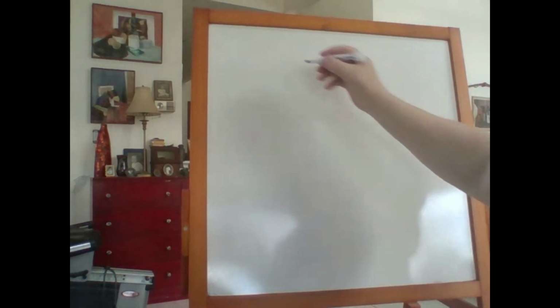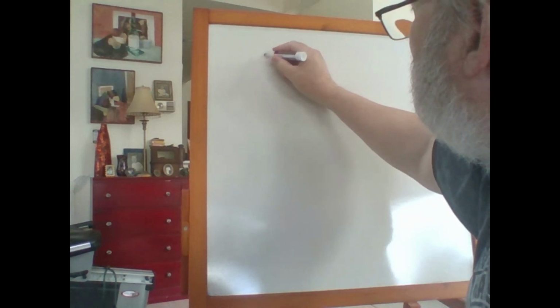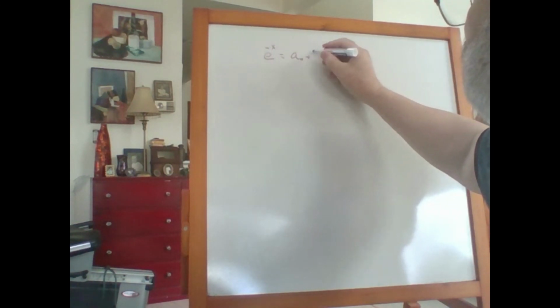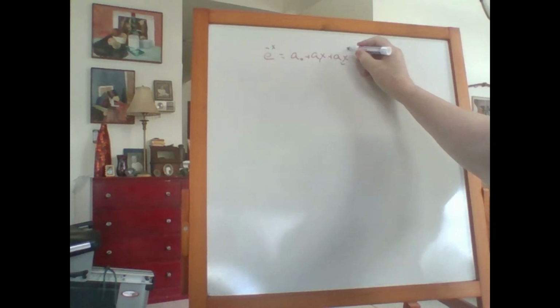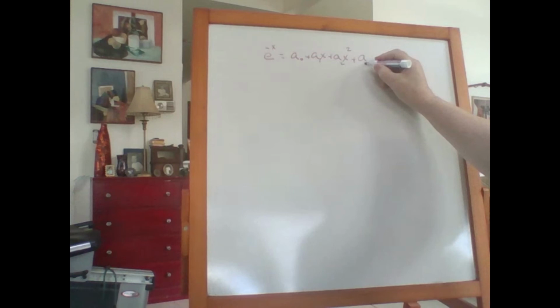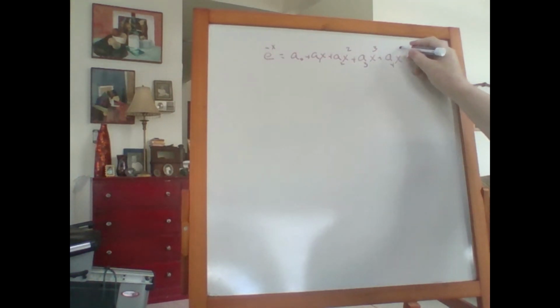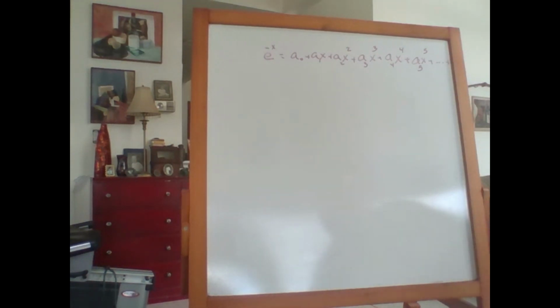This is going to be a little bit more elaborate. e to the minus x, again, equals a naught plus a1x plus a2x squared plus a3x to the third plus a4x to the fourth plus a5x to the 5 plus and forever. Okay. Now we start taking derivatives.